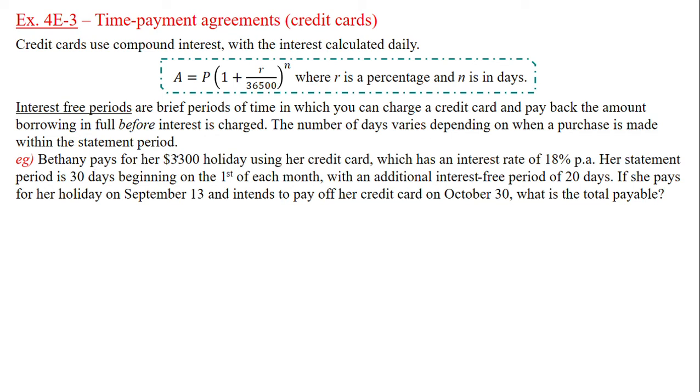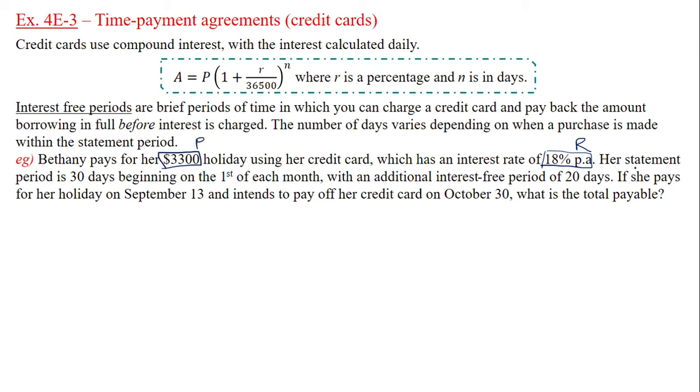Bethany pays for her $3,300 holiday using her credit card, which has an annual interest rate of 18% per annum. So there are some important numbers. In the first place, the 18% is going to be our R value, or lowercase r. The $3,300 is going to be our principal. Straight away, we can probably point that out.